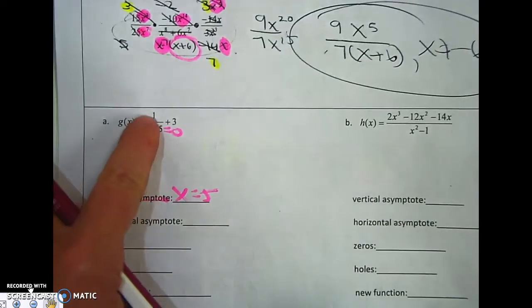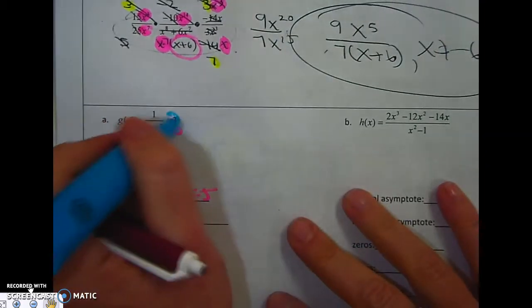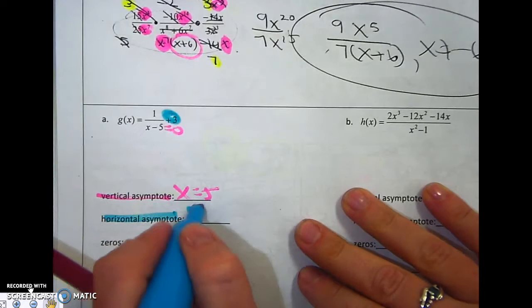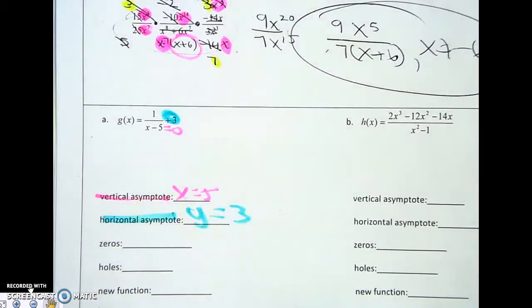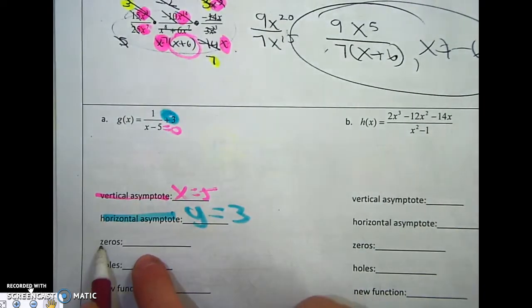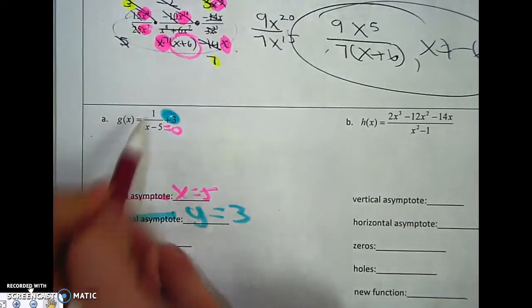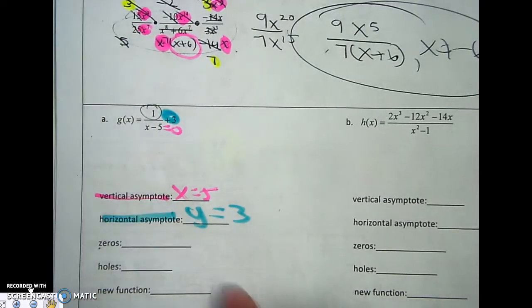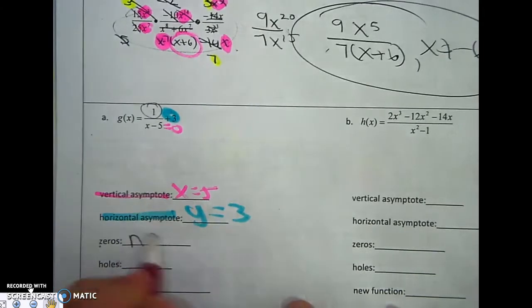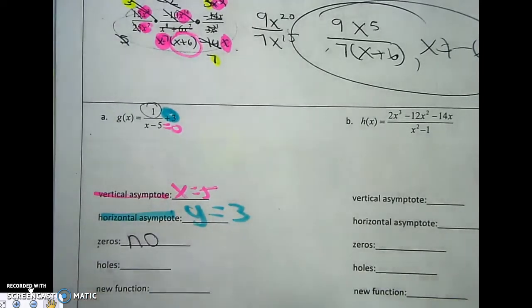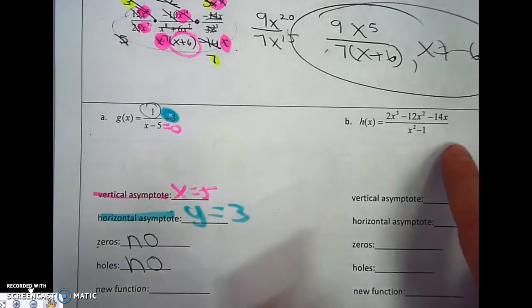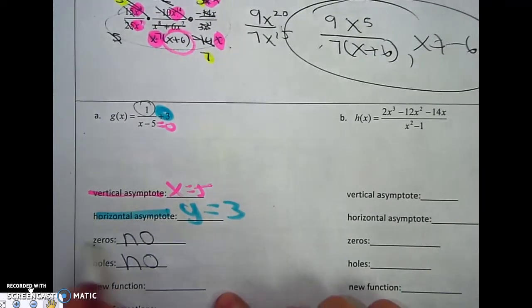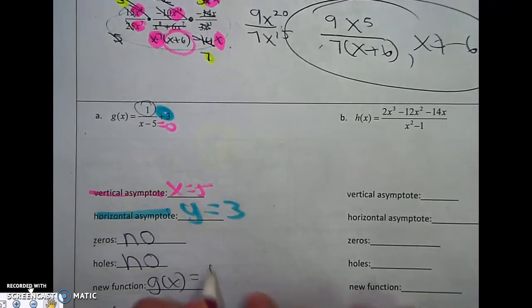Horizontal asymptote, as long as there isn't a variable on top, the horizontal asymptote is just right there at y equals 3, straight shooter. The zeros, okay, this seems confusing because I might not have said it, but the zeros is what's on top. But there is no x value on top, so there are no zeros, okay? And then the holes, there aren't any holes because that's when you have a match. The new function is the same thing as the old function.